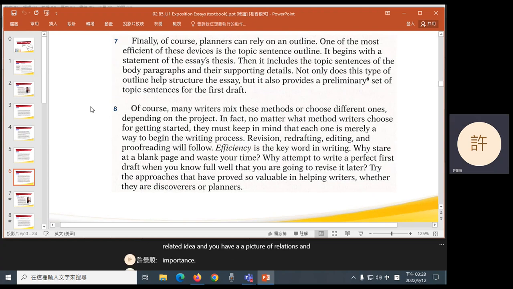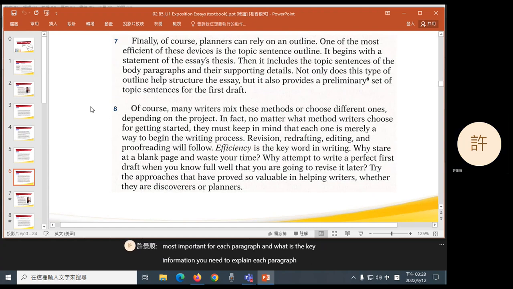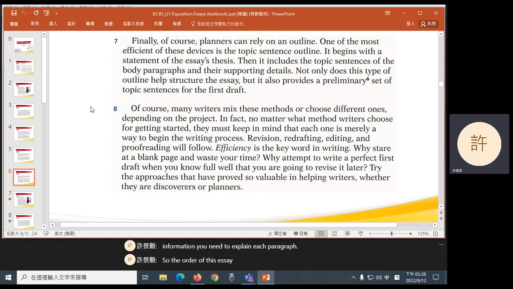And then outlining is the most organized method. You already know which idea is the main idea, which idea is the most important for each paragraph, and what is the key information you need to explain each paragraph. So the order of this essay seems to be from chaos to order, from ideas to beginning the first draft. And that is the logic of why each part of the essay appears in that order.